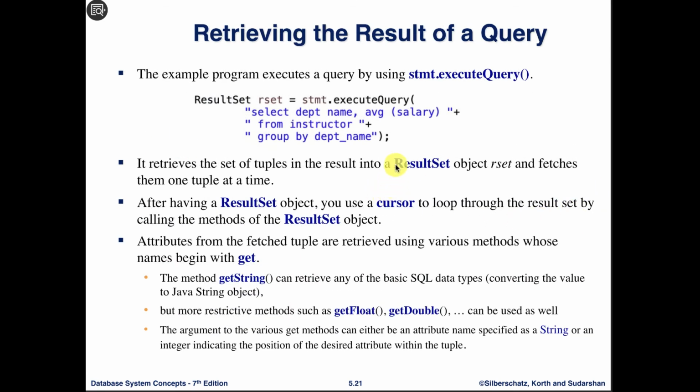Good. So now, I execute my query, and the result is going to be stored in what is called a result set. What's the result set, actually? The result set is like a table, where the data is stored as a table, which allows me to extract the information from the data.